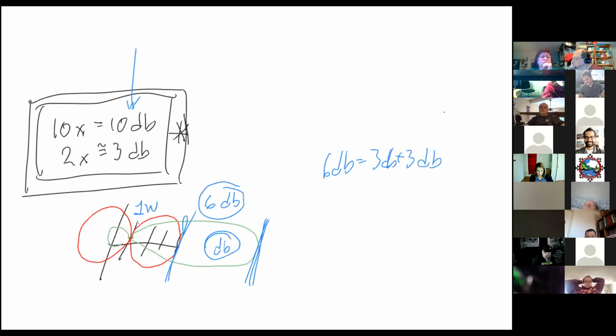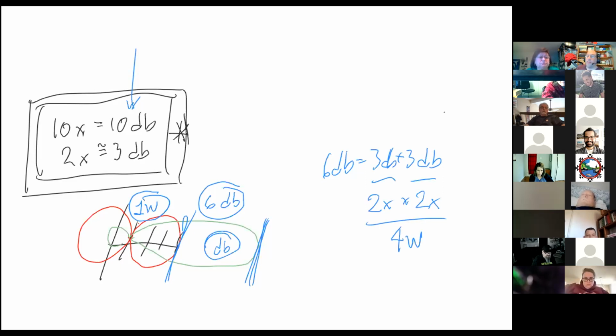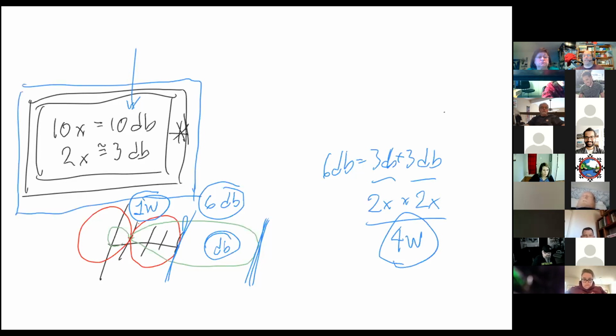And every time I use 3 dB, what does that do? 2 times. Okay, and 2 times 2 is? So my actual 1 watt will look in the forward direction like 4 watts would look. And that's why decibels are so useful, because these are really easy to deal with.